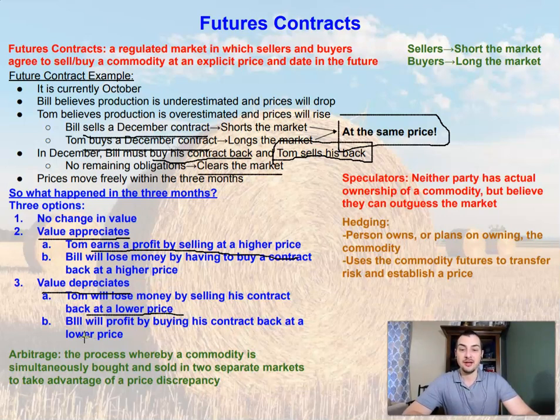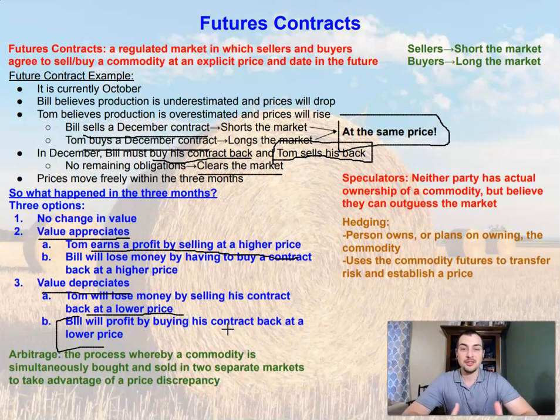Bill, on the other hand, the value depreciates. So he agreed to sell it at a specific price. Prices went down. He buys it back to offset it. He actually makes money by buying his contract back at a lower price.